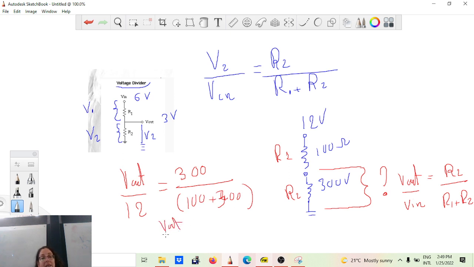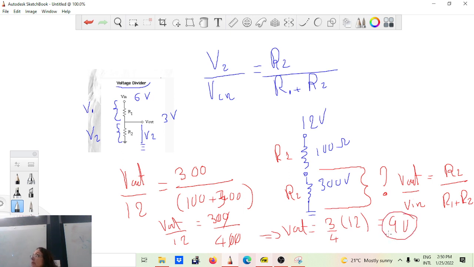Okay, so V out over 12, because it's 3/4, right? You can do it in your head because 300 out of 400 is 3/4. So V out equals 3/4 out of 12. So it's 9 volt. And you do it very quickly. So this is called the voltage divider because if you select carefully, wisely, the resistors, you're going to bring down the voltage. Okay? So 300 is 3/4 of 400. So likewise, that voltage will be 3/4 of 12.